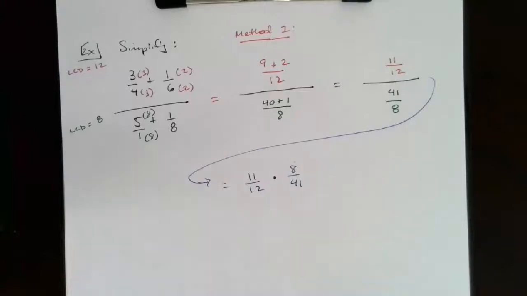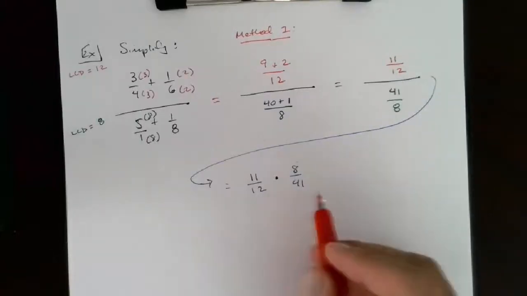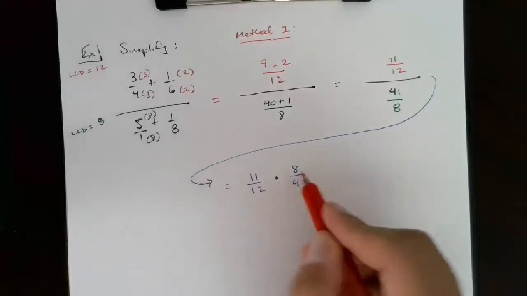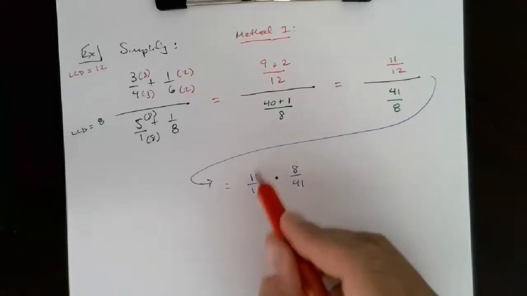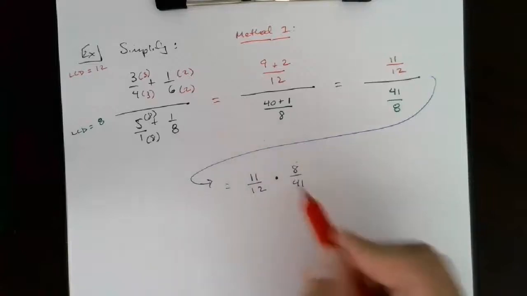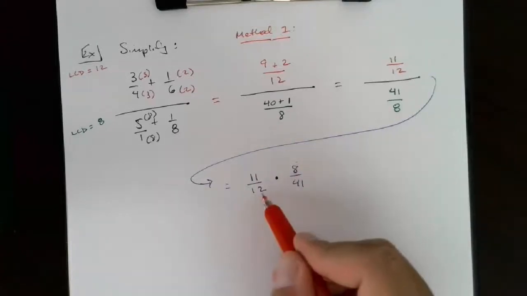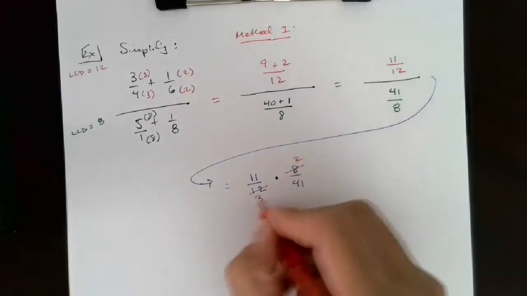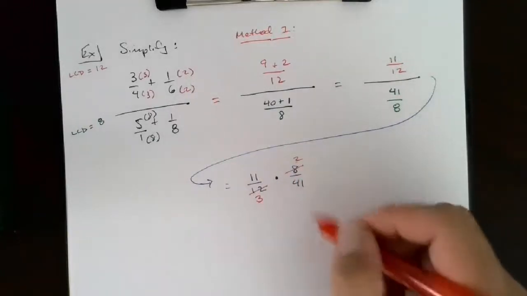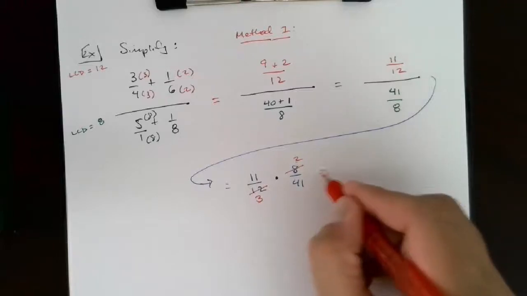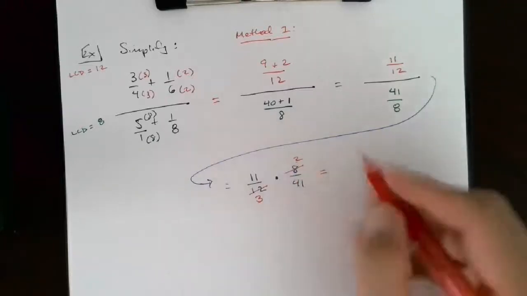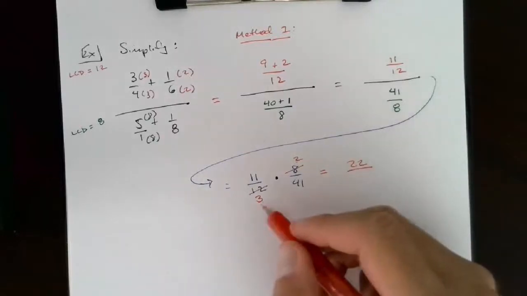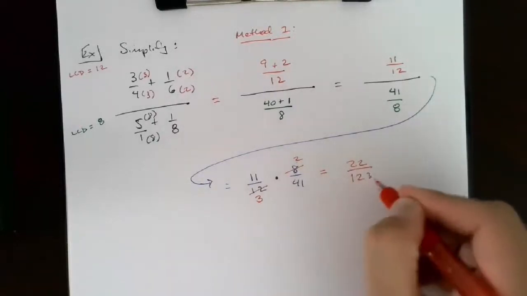Now once you've done this, you want to simplify like you normally can when you're multiplying fractions, which means you can cancel common factors between the numerators and denominators. Well, 11, the only factors it has are 1 and 11. Nothing cancels there. Here, 8 and 12 share a common factor of 4. 8 divided by 4 will give me 2. 12 divided by 4 will give me 3. And then 41, again, the only factors it has are 1 and 41. So remember how you multiply. Straight through the numerator, 11 times 2 is 22, over straight through the denominator, 3 times 41 is 123.